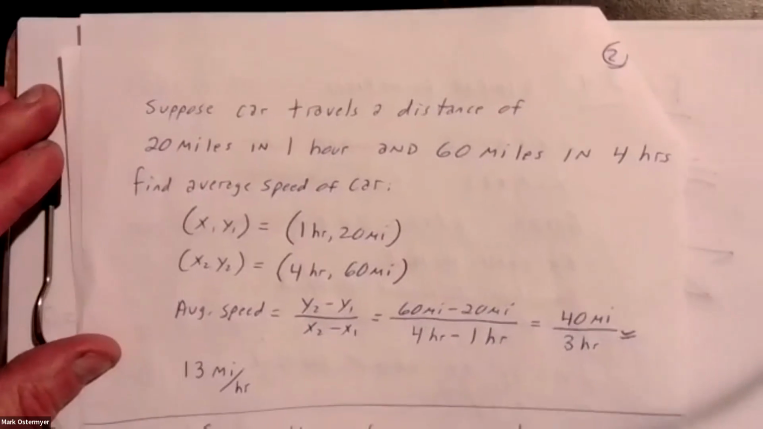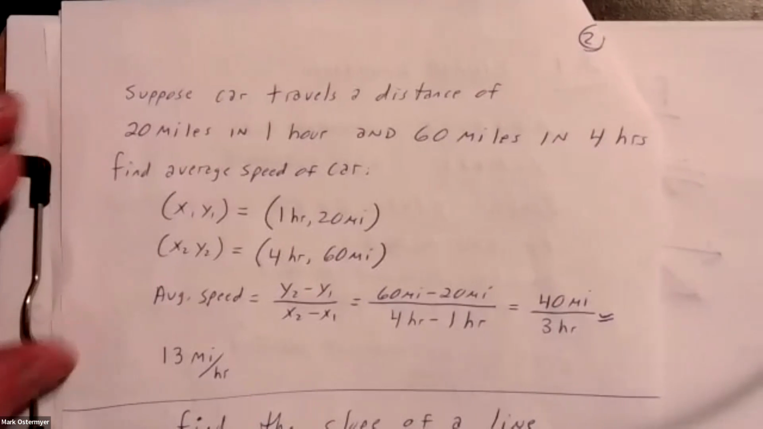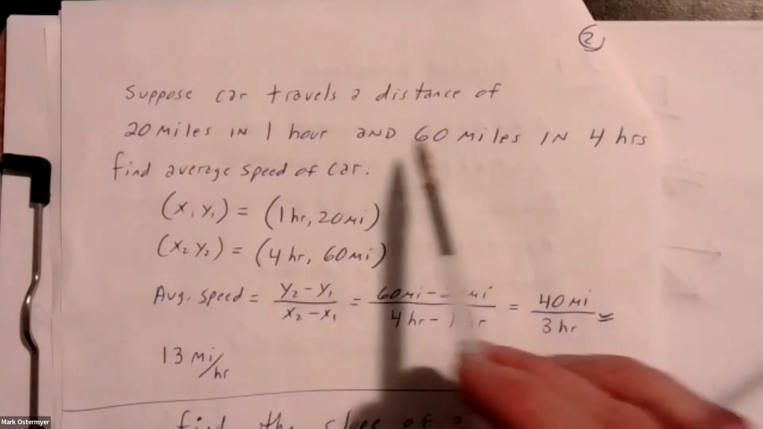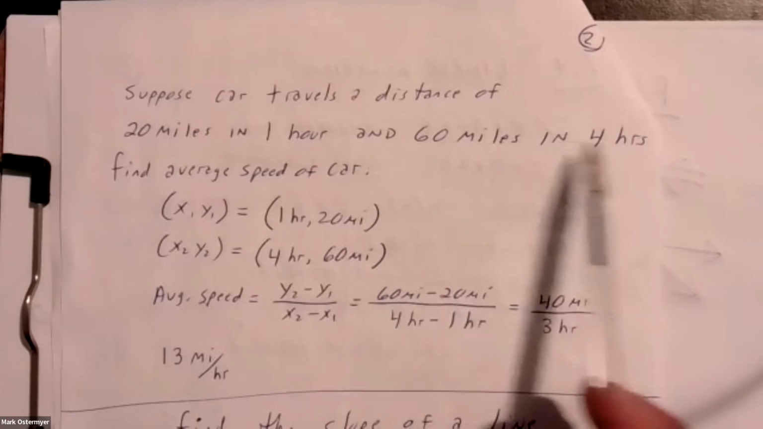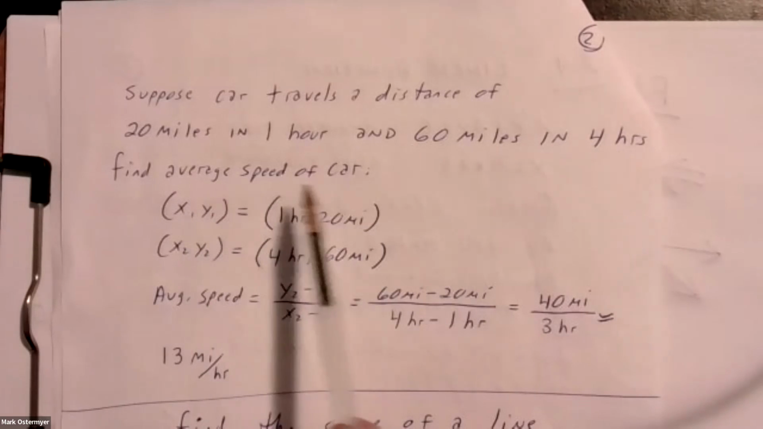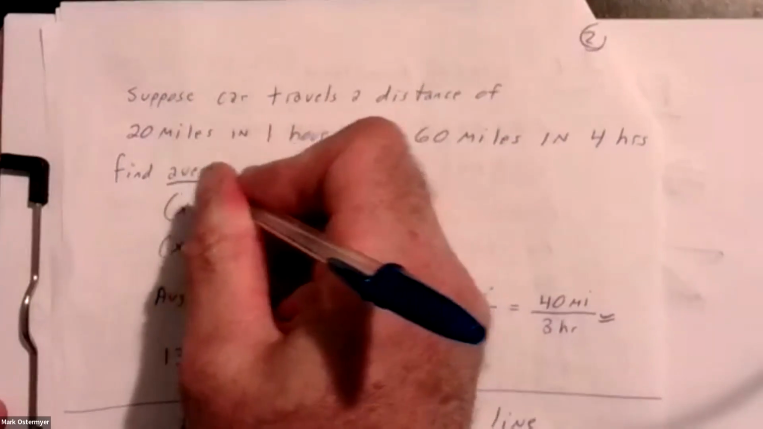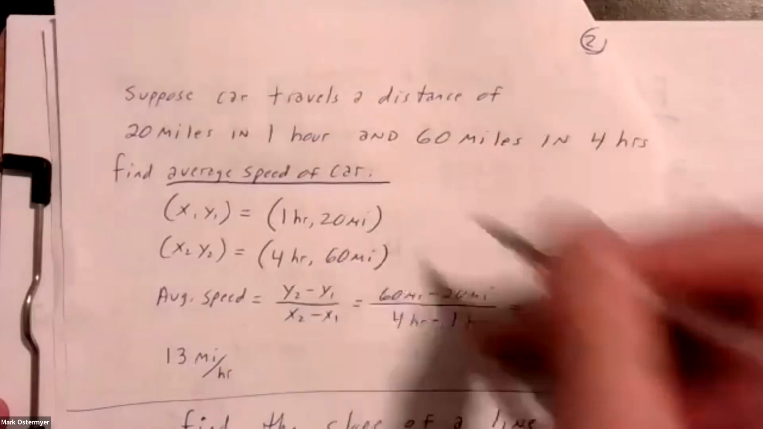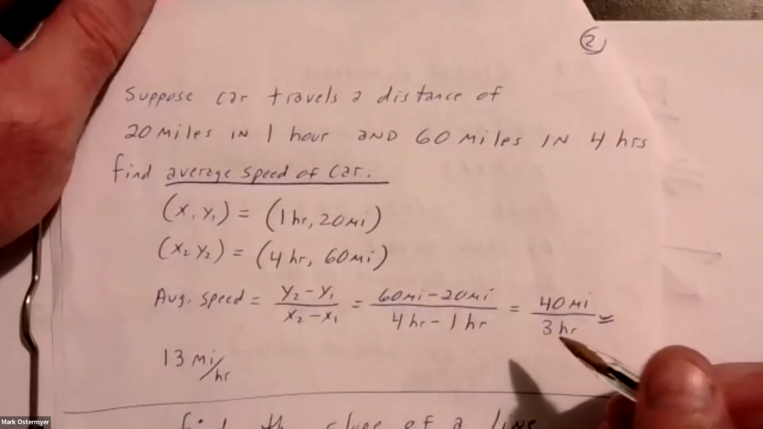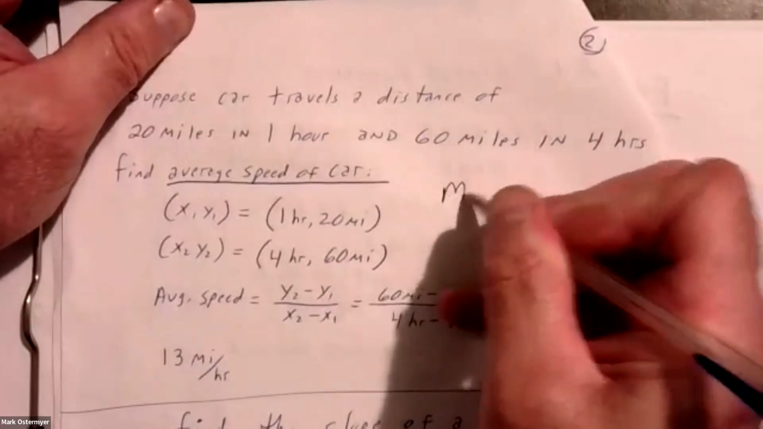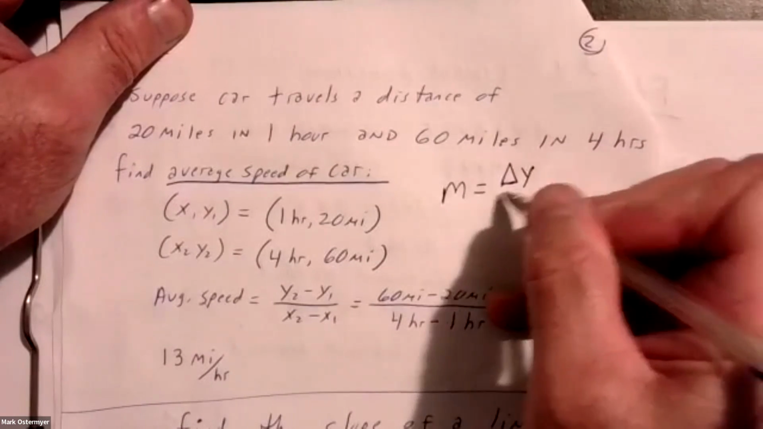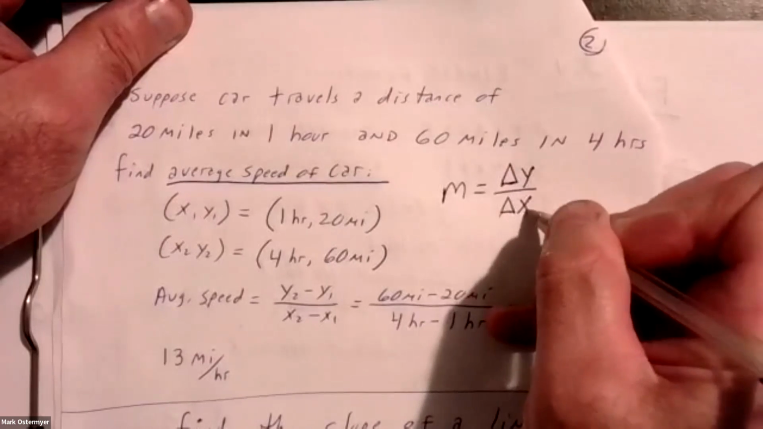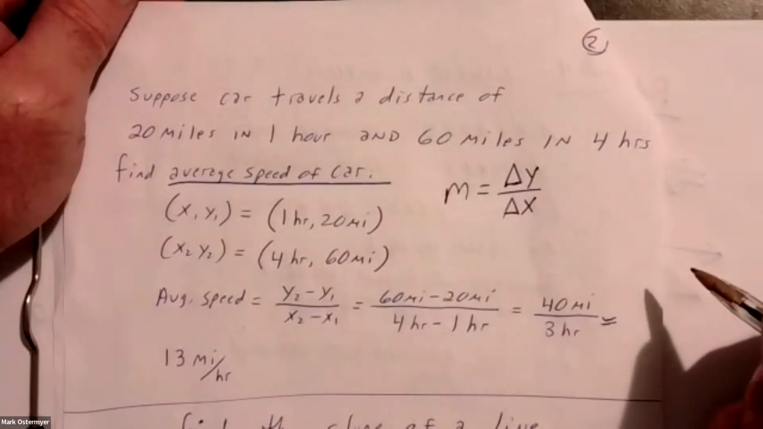In fact, I'm just going to show you the example instead of writing it down. I already wrote this in my lecture notes here. Let's entertain this example. Suppose a car travels a distance of 20 miles in 1 hour, and it travels 60 miles in 4 hours. Find the average speed of the car. So what's the average speed of this car in miles per hour? Well, we're going to find out later on that slope is a rate of change. It's a rate of change of the y variable with respect to the x variable. Slope is a rate of change.